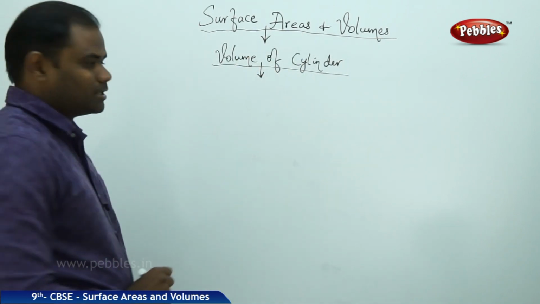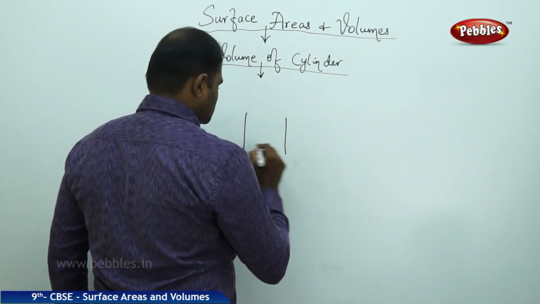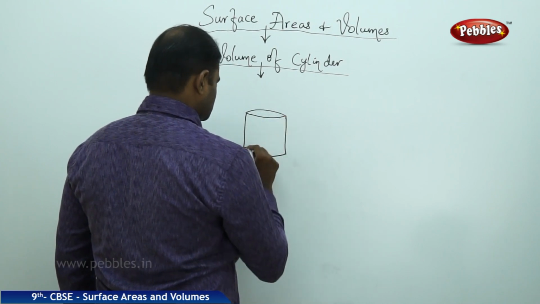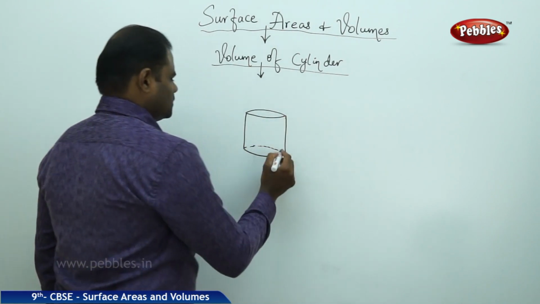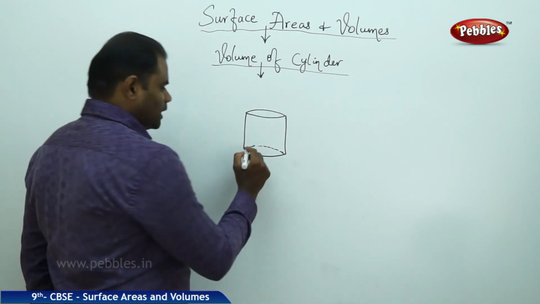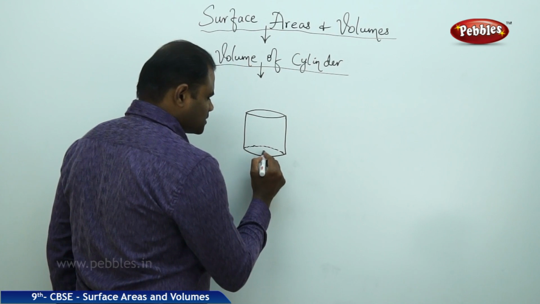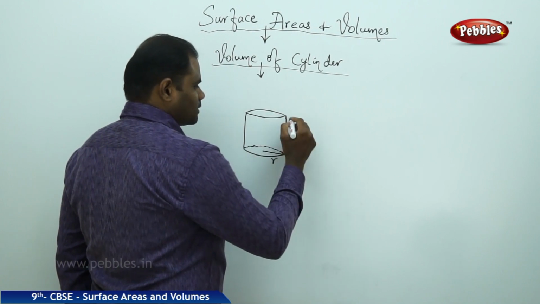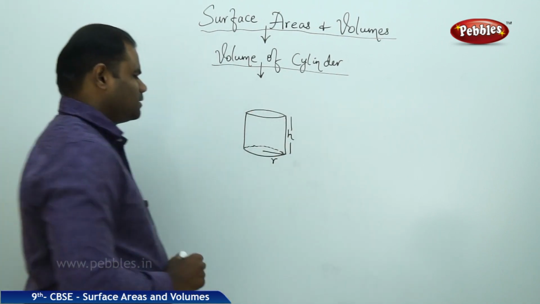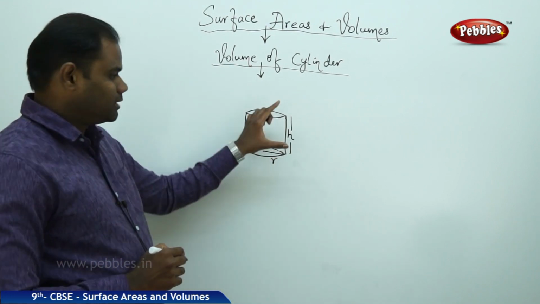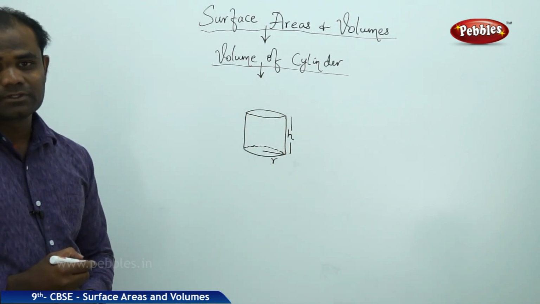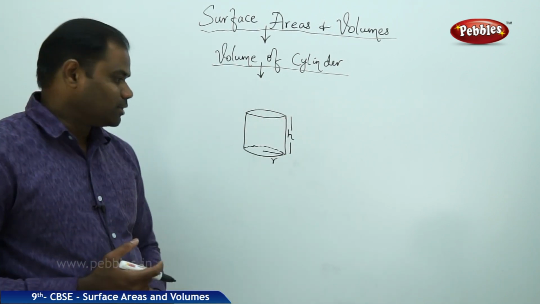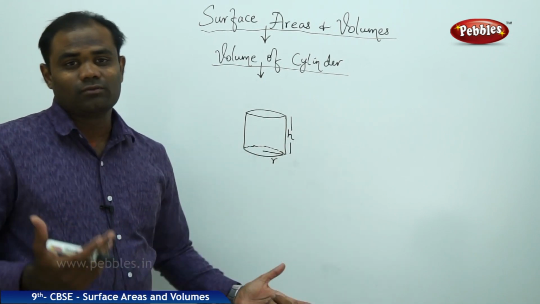We all know that a cylinder is in the shape like this, and we know that for this cylinder we have the radius which is denoted by R and the height which is denoted by H. So here is the radius of the cylinder and here is the height of the cylinder. So let's see what is the volume of a cylinder based on radius and height. Here the radius and the height of the cylinder define the volume.